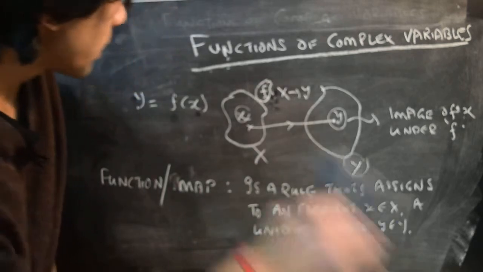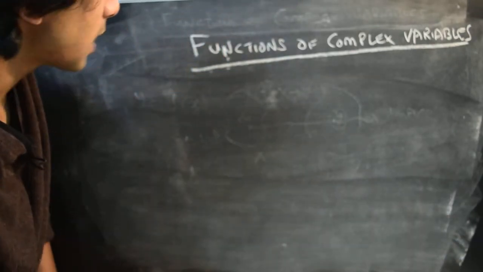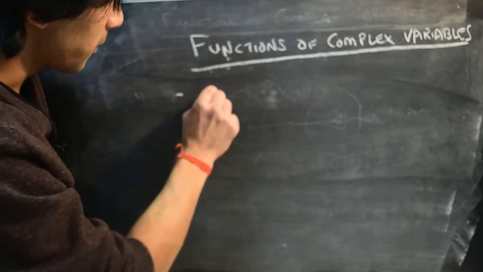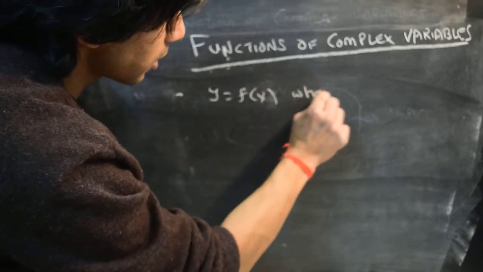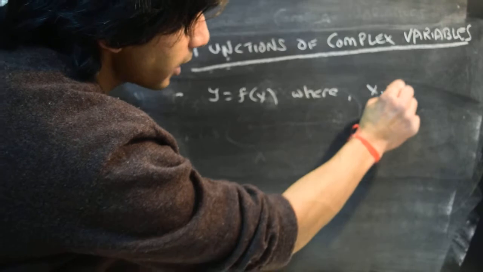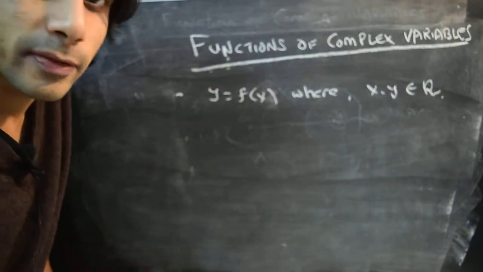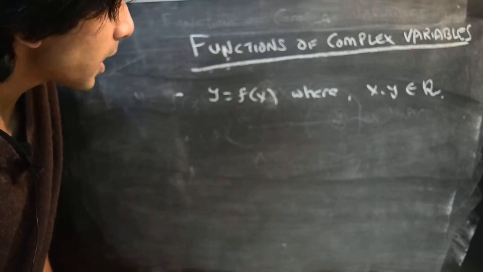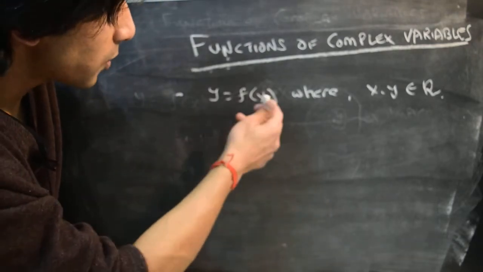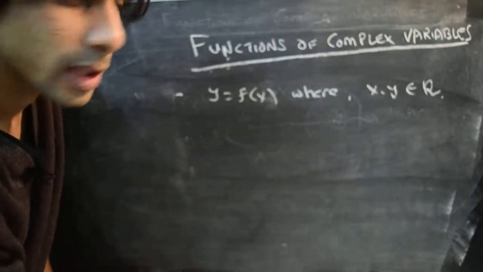Okay, so now let's focus on the case when we have, let's say, a function y equals f of x, where x, y belong to real variables. So let's focus on this specific case, which is somewhat familiar, that we have a mapping or a function from set X, which is a set of real numbers, to a set Y, which is also a set of real numbers.